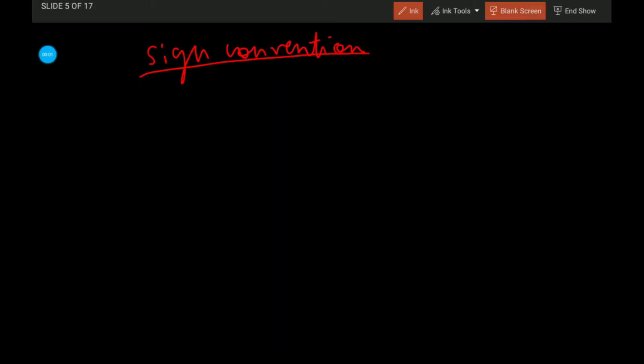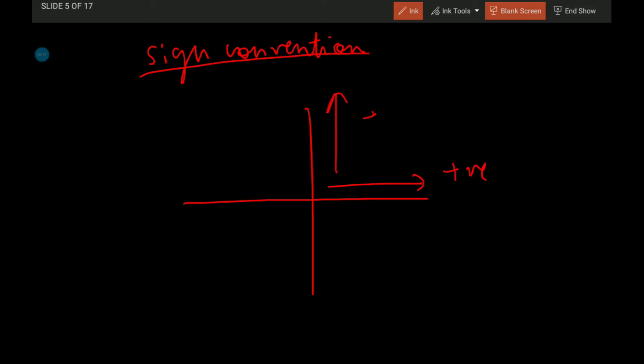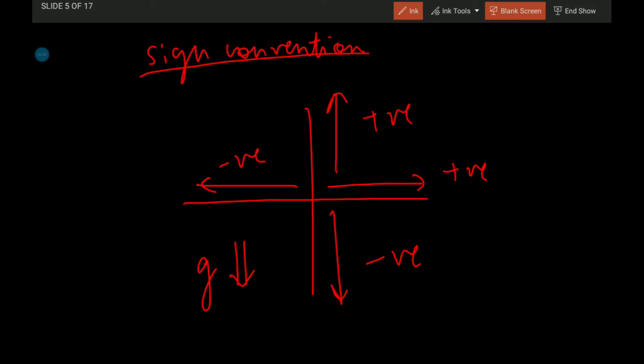One of the most important parts of this chapter is understanding the sign convention. It helps to easily figure out the problems. Let me divide this into 4 quadrants. Just like the coordinate axis, the right side is positive, the upside is positive, and the downside is negative, and the left side is also negative. This can be used like, suppose for acceleration due to gravity, g is always taken to be negative. g is equal to always minus 9.8 meter per second square or minus 10 meter per second square, whatever is given in the question.